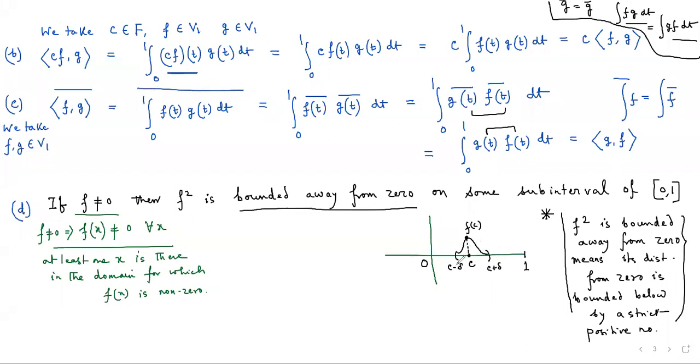What I'm saying is that f not equal to 0 means f(x) is not equal to 0 for all x. That means at least one x is present in the domain under consideration for which f(x) is non-zero. Suppose our domain of consideration is 0, 1, and C is the point at which the function has a non-zero value. I am considering the value given by f(C), marked by this dotted line.